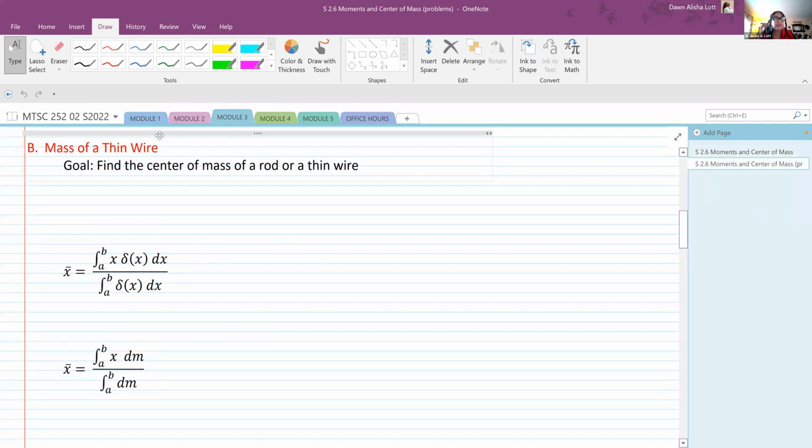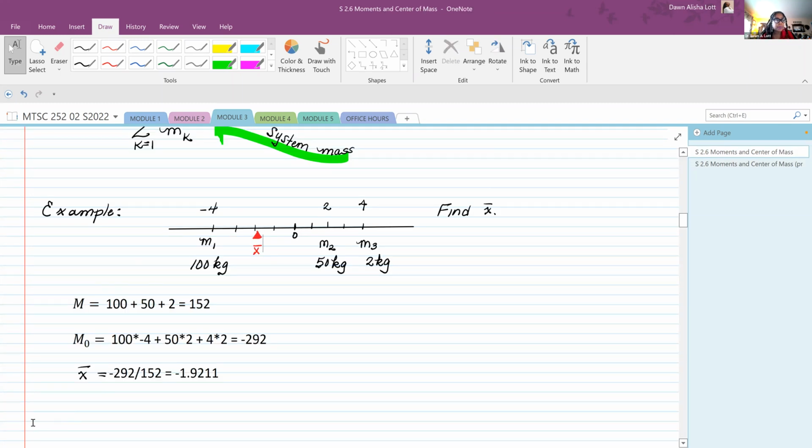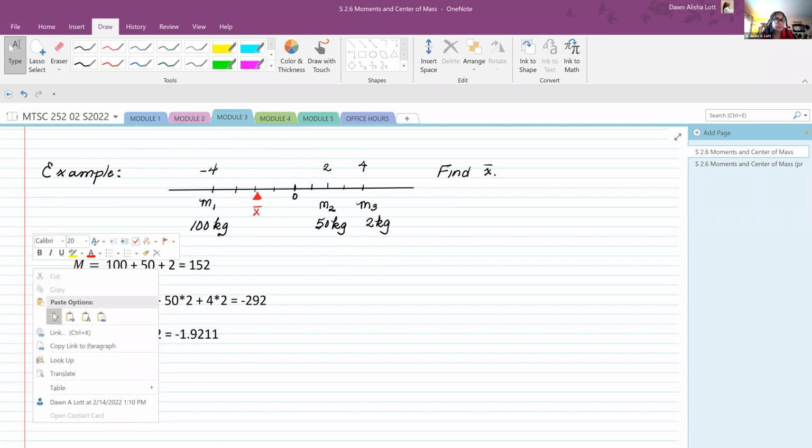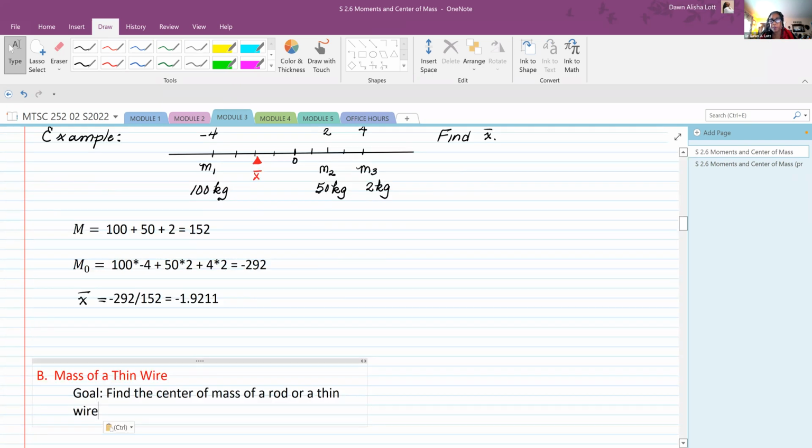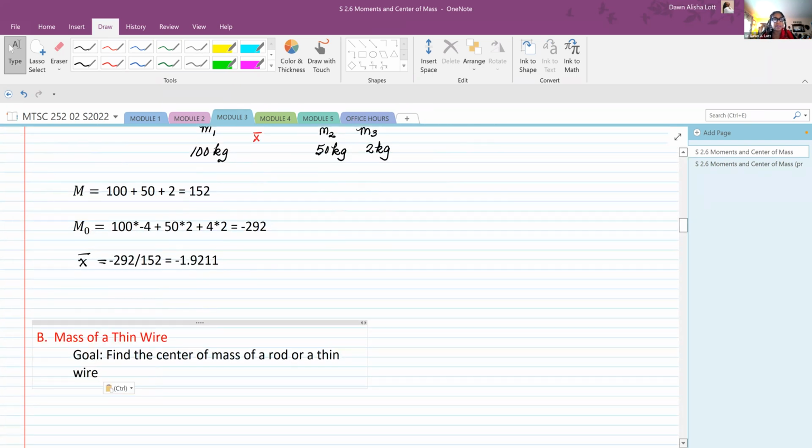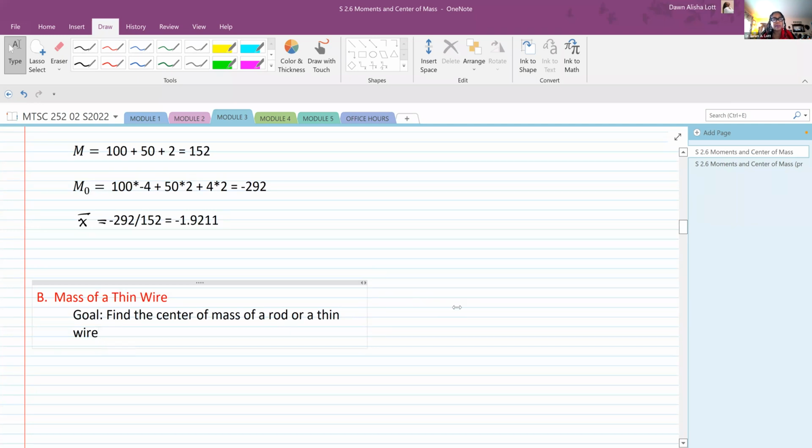So next we want to find the mass of a thin wire. All right, so this is part B, to find the mass of a thin wire or a rod, whatever it is. It could be a hair. Our goal is to find the center of mass of it. All right, so we're going to do a derivation.